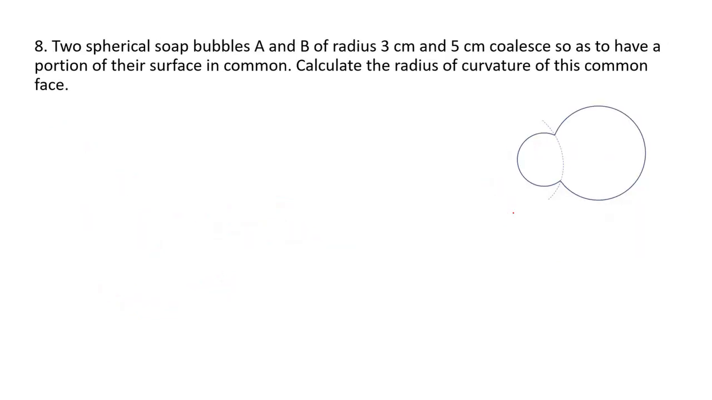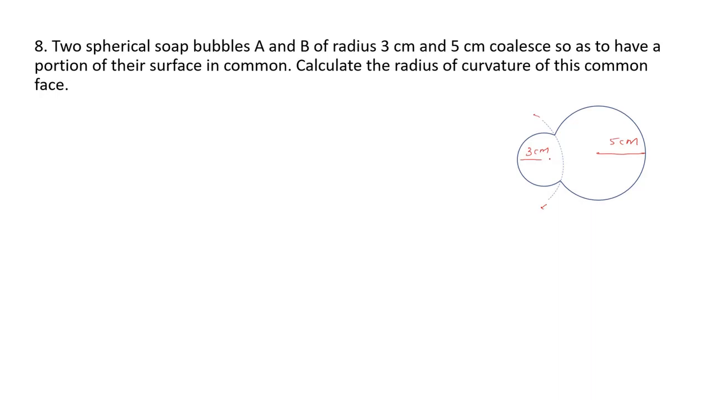Next question. Two spherical soap bubbles A and B having a radius of 3 centimeter and 5 centimeter coalesce so as to produce a common surface. Calculate the radius of curvature of this common surface. So, we are asked to find the radius of curvature of this common surface which is produced by coalescing of these two bubbles. We are dealing with soap bubbles.